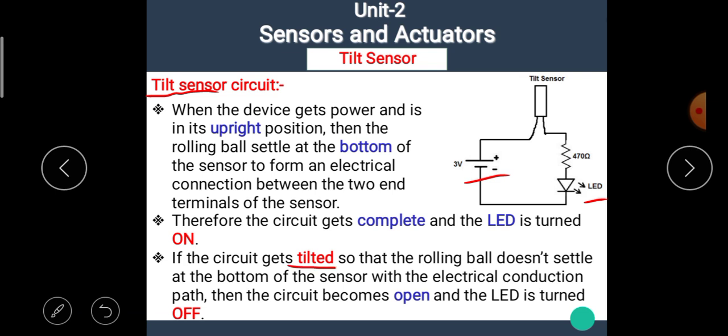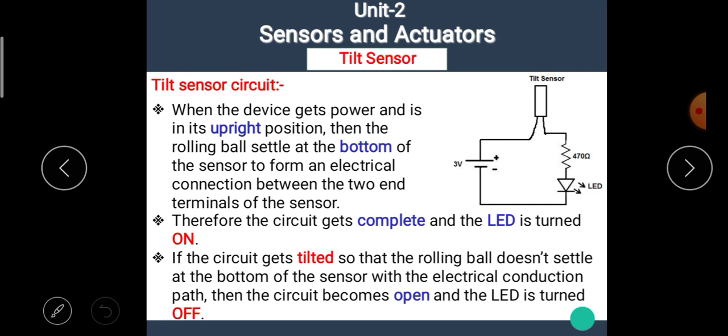If the circuit gets tilted, that means if the tilt sensor is like that, then the rolling ball doesn't settle at the bottom of the sensor with the electrical conduction path. Hence the circuit becomes open and the LED is turned off. That means when the sensor gets tilted, the rolling ball goes away from these two wires or two connections. Hence there is no connection between them. Hence the LED is turned off. I hope you all understand the working of the tilt sensor.